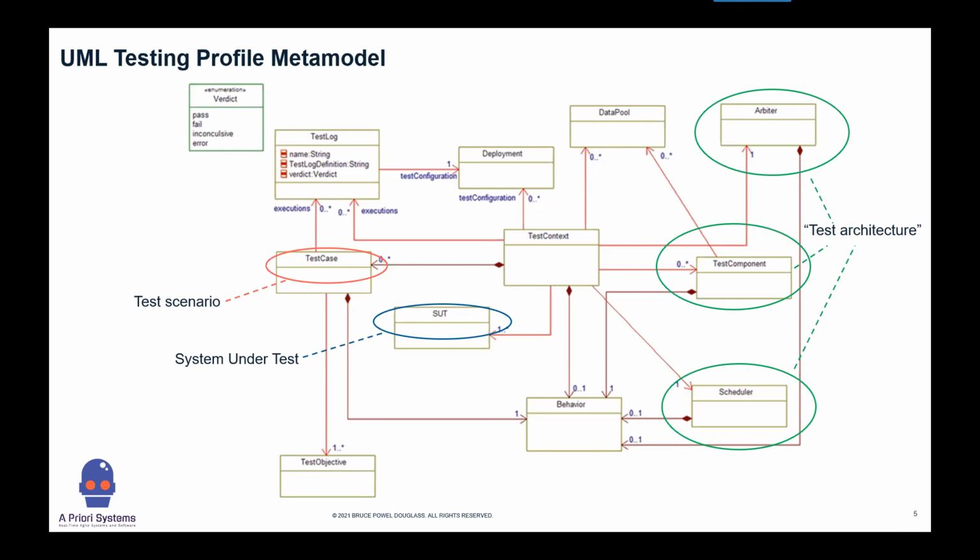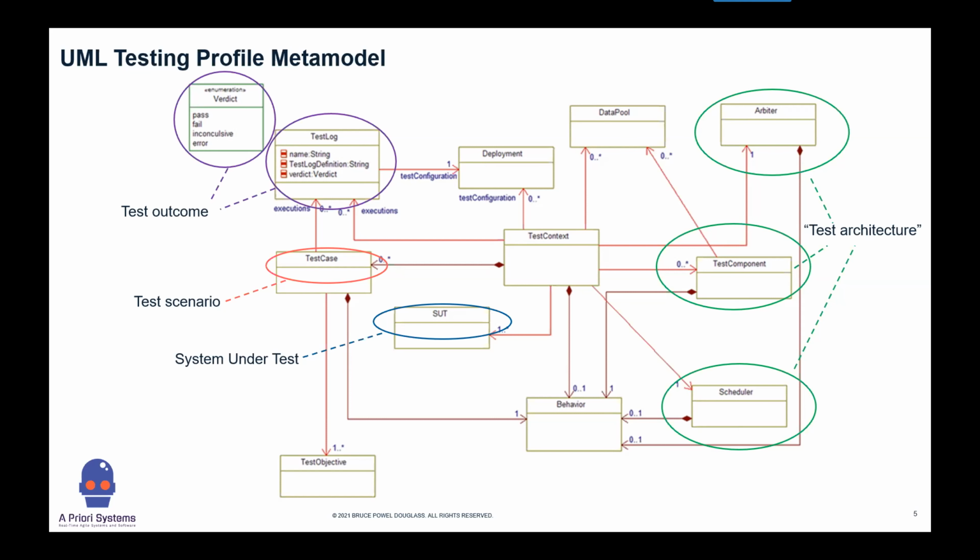The test architecture comprises the elements of your test model used to implement and perform the testing. The most important of these is probably the test component. These are the testing stubs that you'll create to drive the testing or support the execution of testing, as well as an arbiter and a scheduler. These can either be manually created or they can be automatically generated if you have automation to do so. I will show you both cases in this presentation.